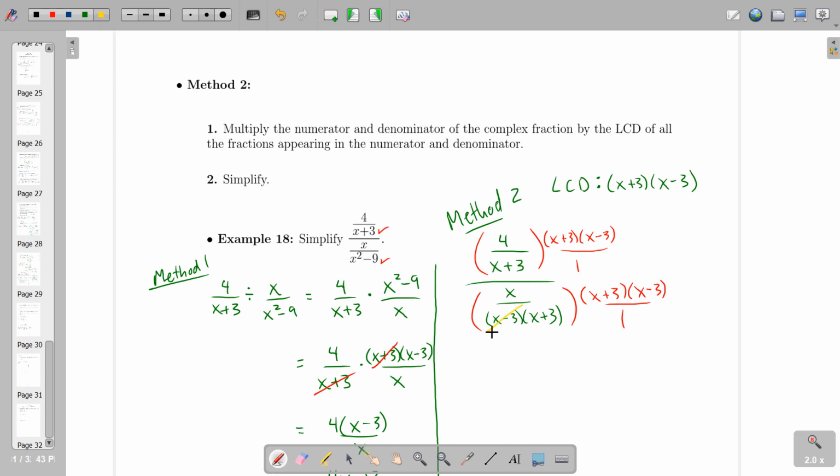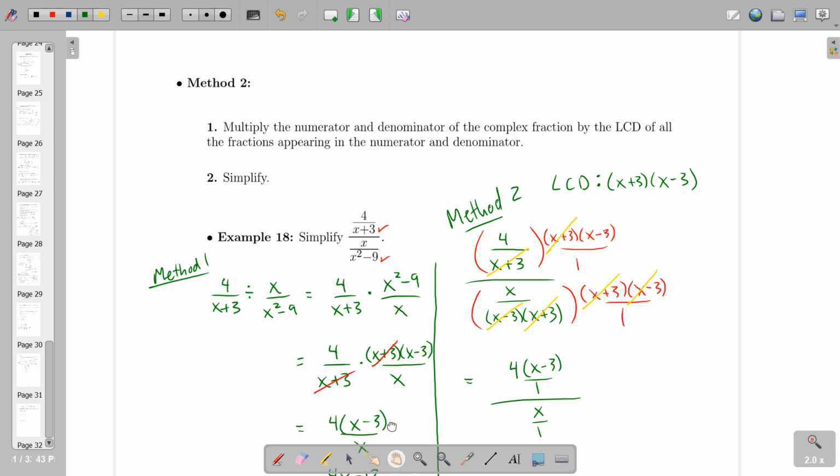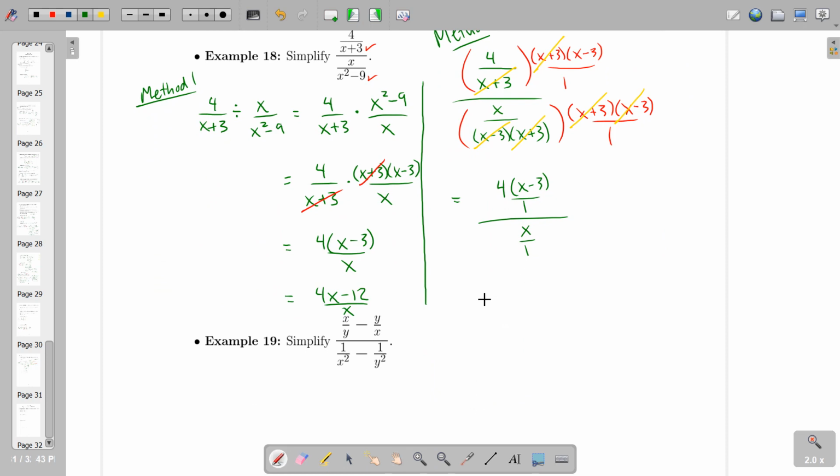But of course, what this does for me is it makes it so the fraction within the fraction disappears on bottom, and the fraction within the fraction also disappears on top. So all I'm left with is on top 4 times x minus 3 over 1 divided by x over 1. And of course, if you have something over 1, you don't need the over 1 part, so it would just be 4 times x minus 3 over x, just like we got here.